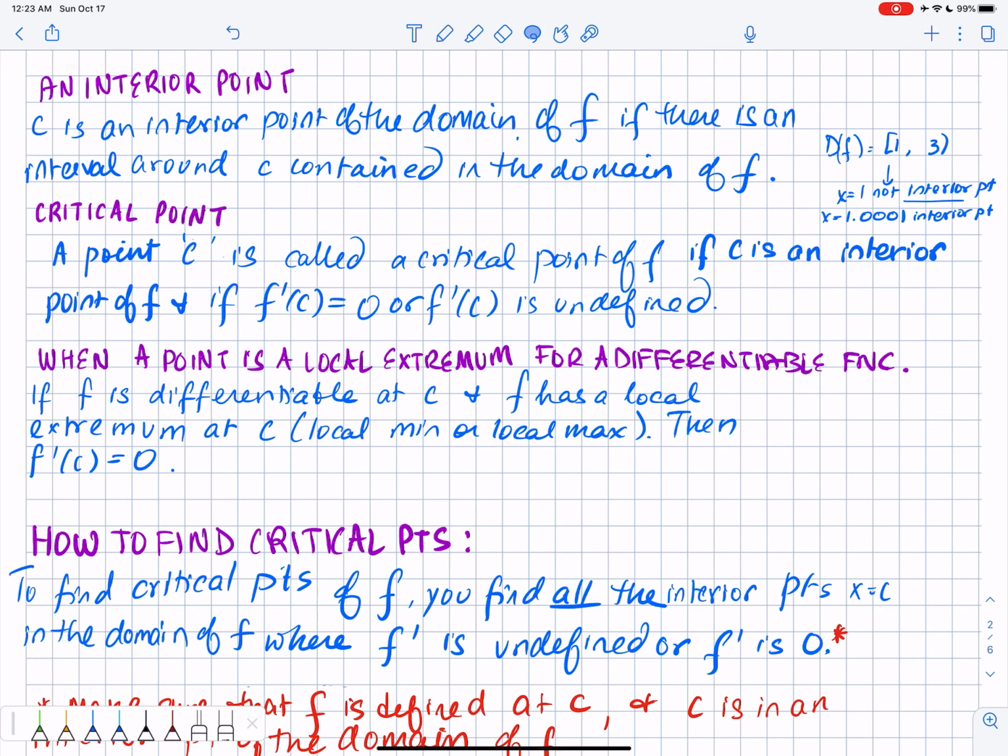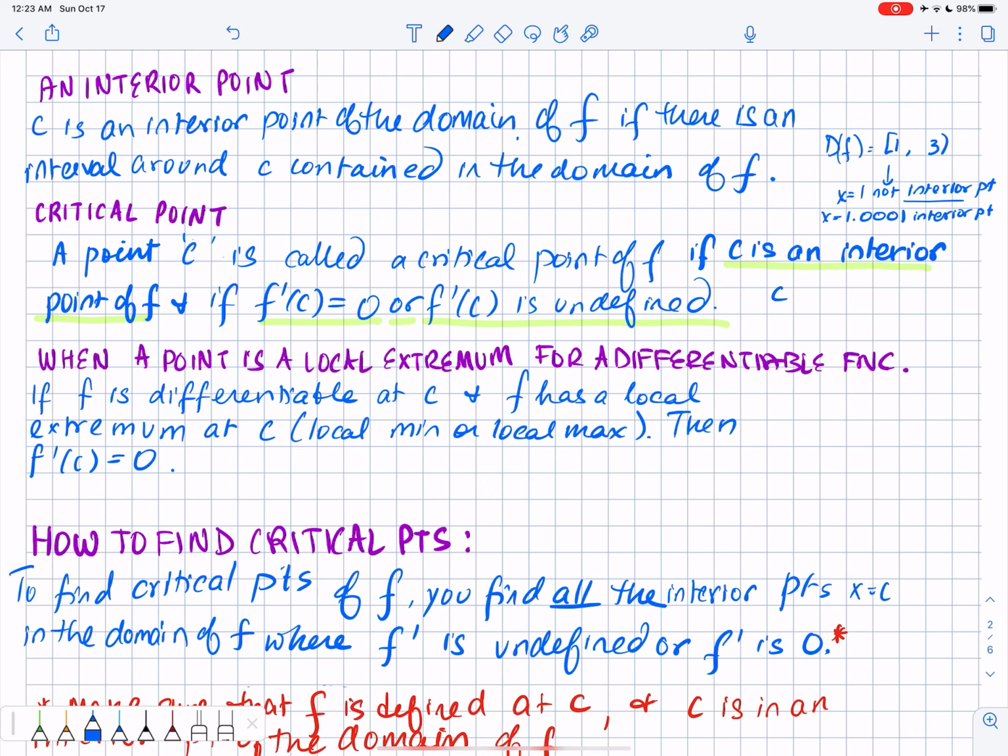Okay, next we have a critical point. What's a critical point? For a function f, you call a point a critical point if it's an interior point. So that's an important clause that you look for. It has to be an interior point, and the derivative is 0 or the derivative is undefined. So you do need that the point C is in the domain of F and it's an interior point.